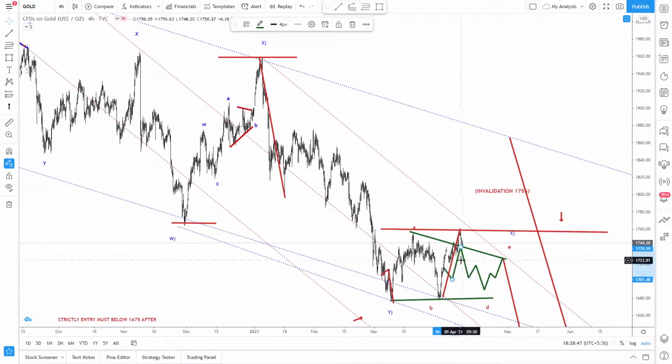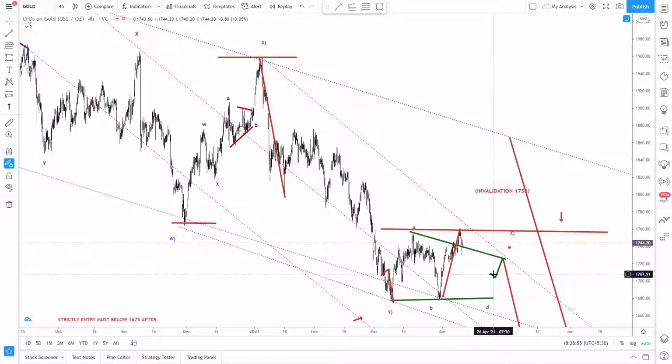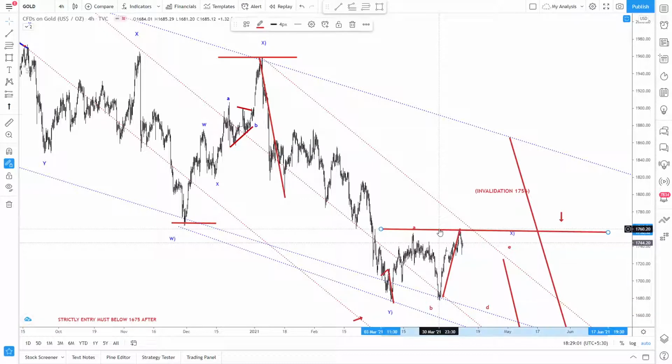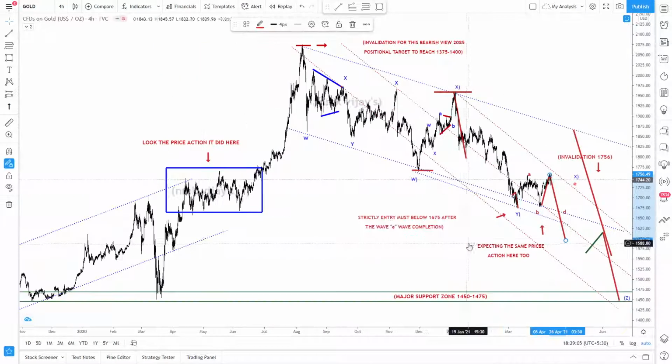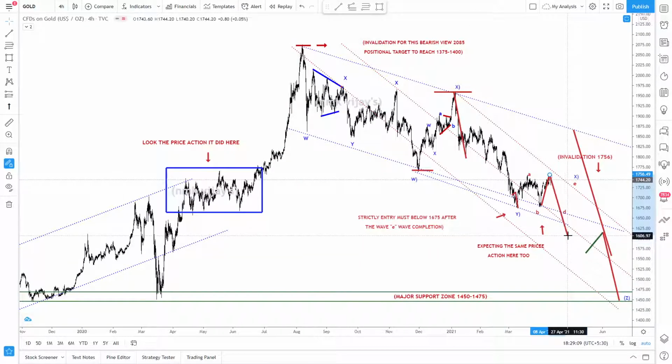So this triangle is now invalid, so it's already broken at 1756. So now there are two possibilities. One is from here it can be a downside toward the 1620 zone, 1 2 3 4 5. So that becomes an A also.